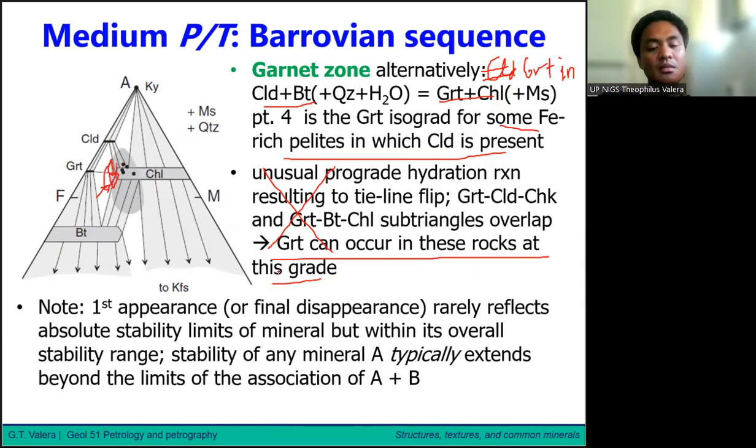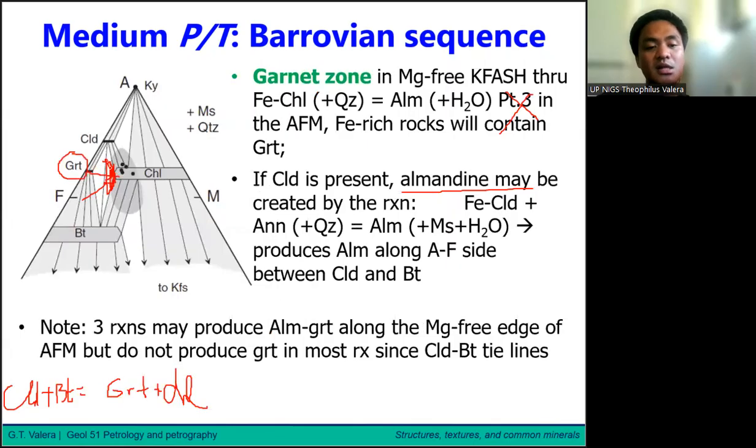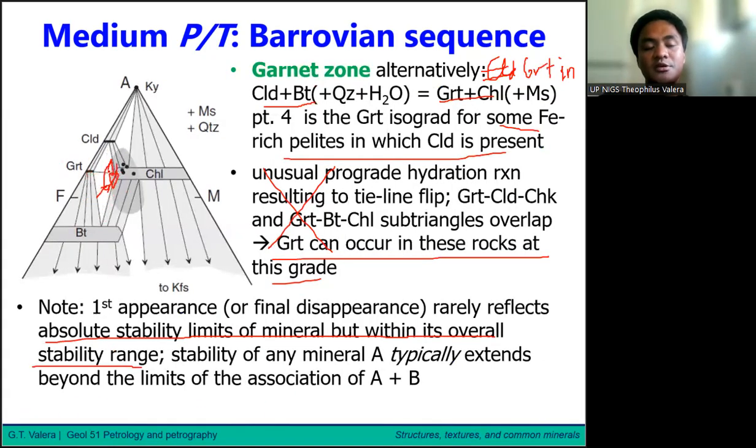Itong rocks na to. So, note the first appearance or final disappearance rarely reflects the absolute stability limits of minerals, but rather its overall stability range. So, yung sinasabi ko kanina na at this period, theoretically, garnet can be present in pelitic rocks kasi nasa AFM diagram siya, but typical pelites won't show garnet kasi meron kang chloritoid biotite tie line. And instead, they will first show garnet kapag na-establish na tong garnet chlorite tie line na to. And na-lost yung chloritoid biotite tie line.